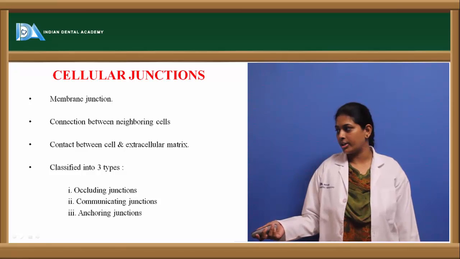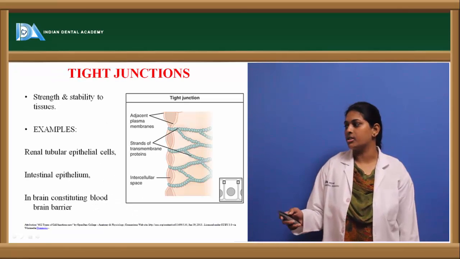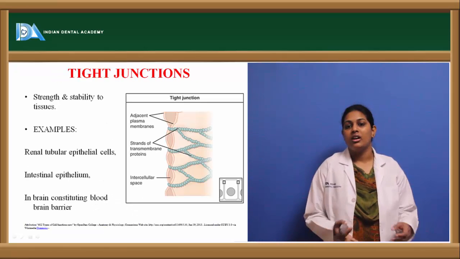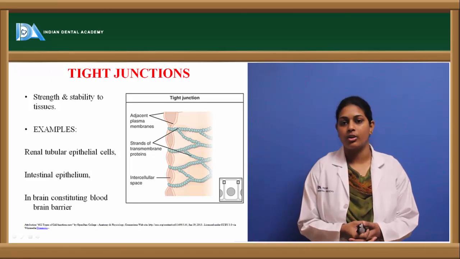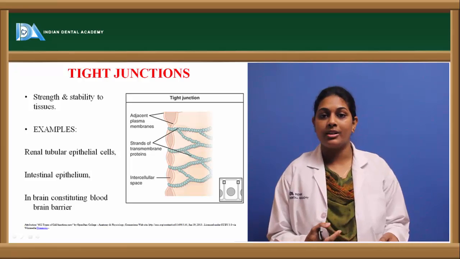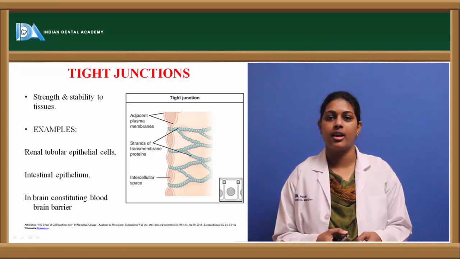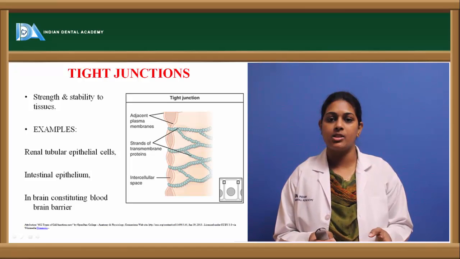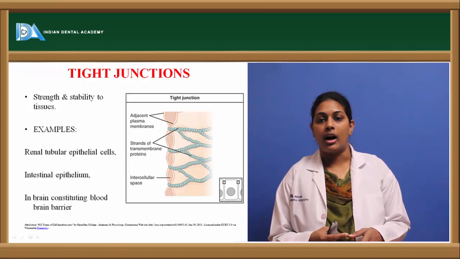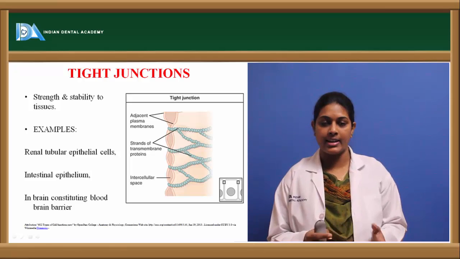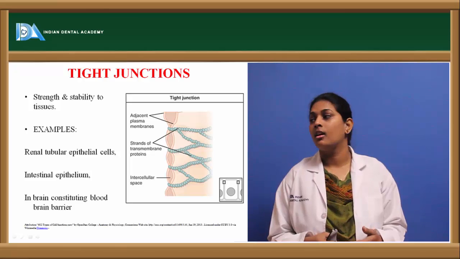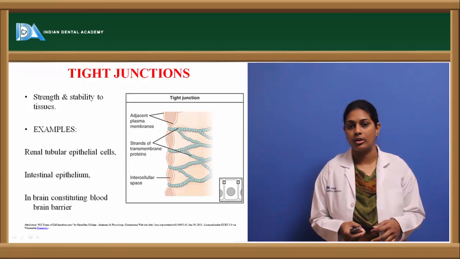Coming to the occluding junction, they are known as the tight junctions. These tight junctions are known as occluding junctions because they form a tight gap. They bind the adjacent cells so tightly that they do not allow the transport or exchange of any substances between the adjacent cells. So they are known as tight junctions or occluding junctions.